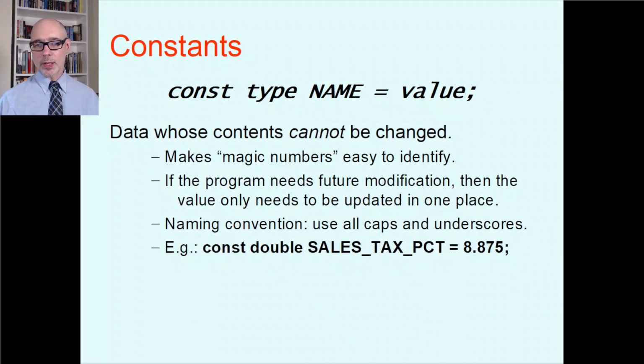Okay, so we use this for data whose contents cannot be changed, right? It's one fixed number. It'll never change while the program is running. And the advantages to this are that it makes certain magic numbers easy to identify. If there's some number that gets used in a whole bunch of places in your code, we prefer to use names over numbers, right? Names are easier to read and for human beings to remember. So generally speaking, we would like to be using a name most of the time rather than actually some number that someone might not know.